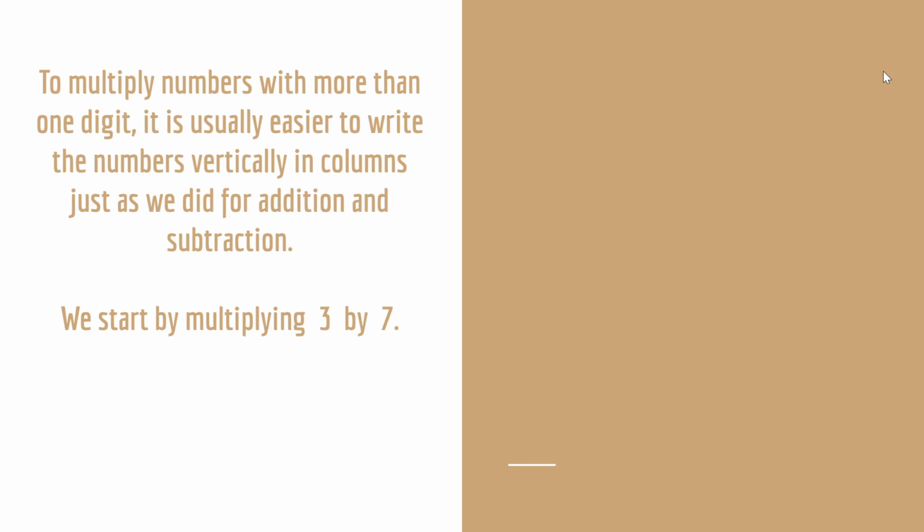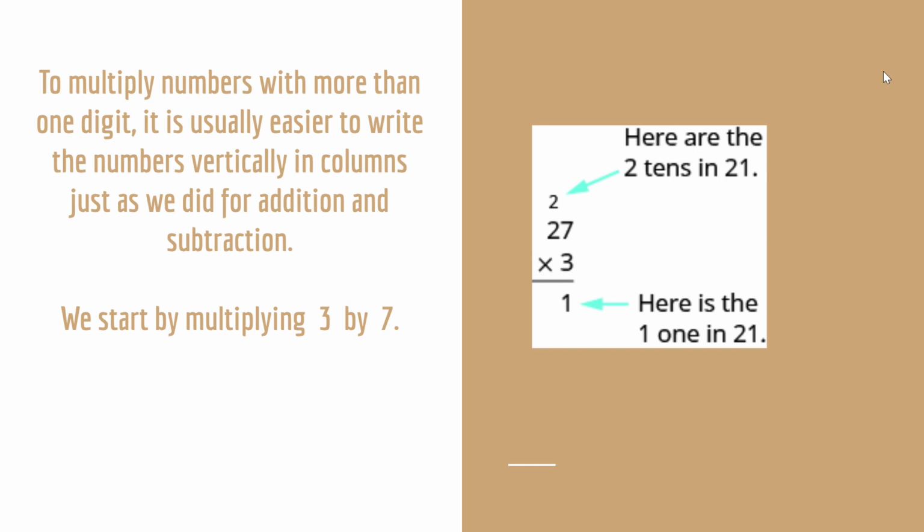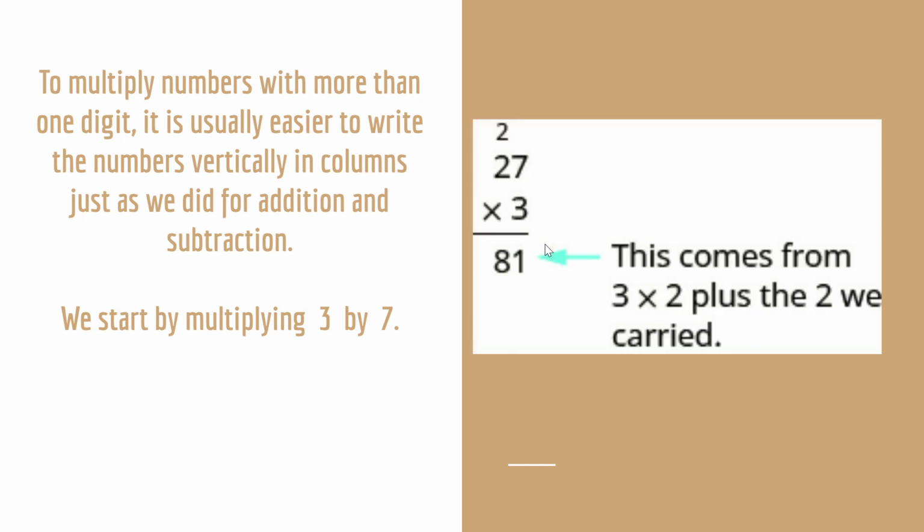To multiply numbers with more than one digit, it is usually easier to write the numbers vertically in columns, just as we did for addition and subtraction. We will start by multiplying 3 by 7. 7 times 3 equals 21. So here is the 1 in 21 and two tens in the 21. Next, 2 times 3 equals 6, and we add the 2, so it's 8. So we can now say 27 times 3 equals 81.